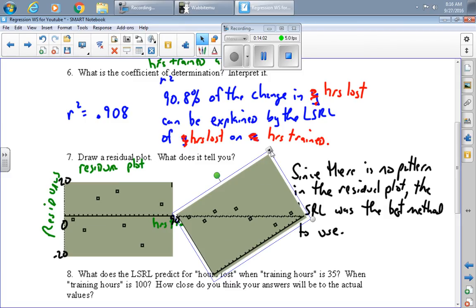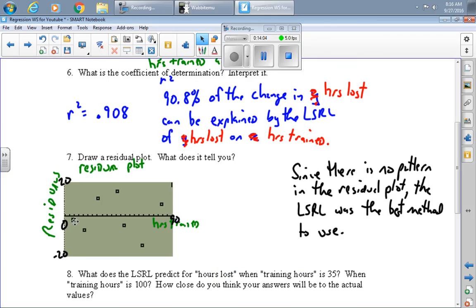Now at other times you might see the horizontal axis here done differently. Sometimes people put the y or even the y hats on this horizontal axis. It's all fine. I'm still looking for a pattern, the same idea. And if I don't see a pattern, then the method I used was the appropriate one. If I do see a pattern, then the method I used wasn't the best. So just be careful that you read what's on here if you're reading somebody else's graph.